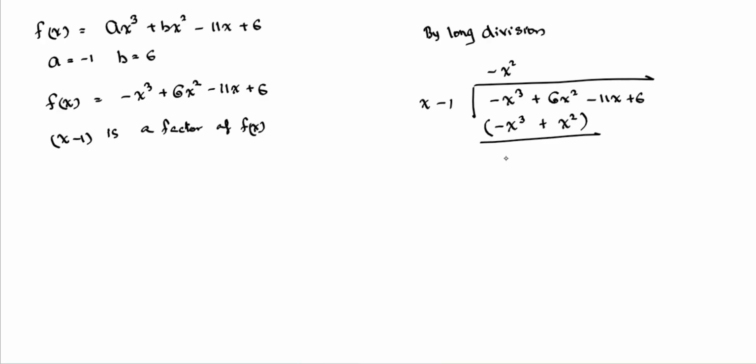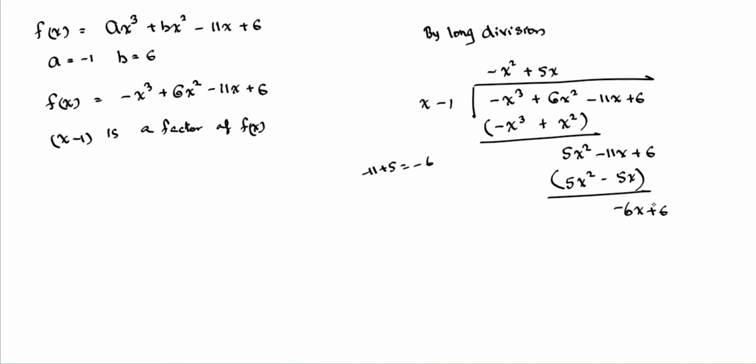Subtract this, 0. 6 minus 1 is 5. Minus 11x plus 6, which means here you need 5x more. So 5 times x is 5x squared minus 5x. This 0, minus 11 plus 5 gives you minus 6. Minus 6x plus 6. Here you will get minus 6. Minus 6 times x minus 6x plus 6.